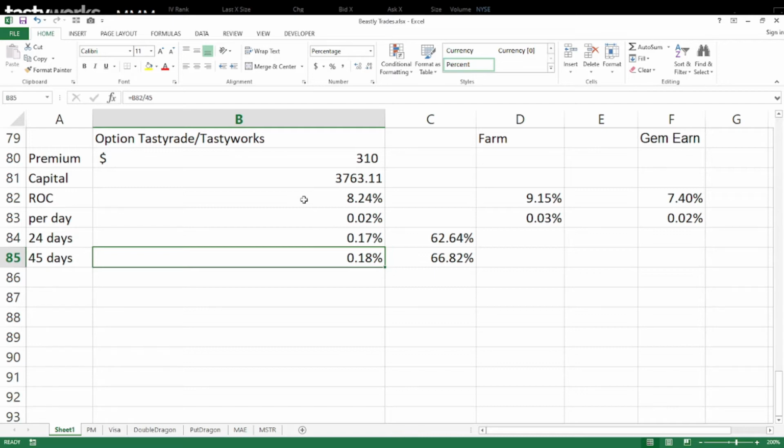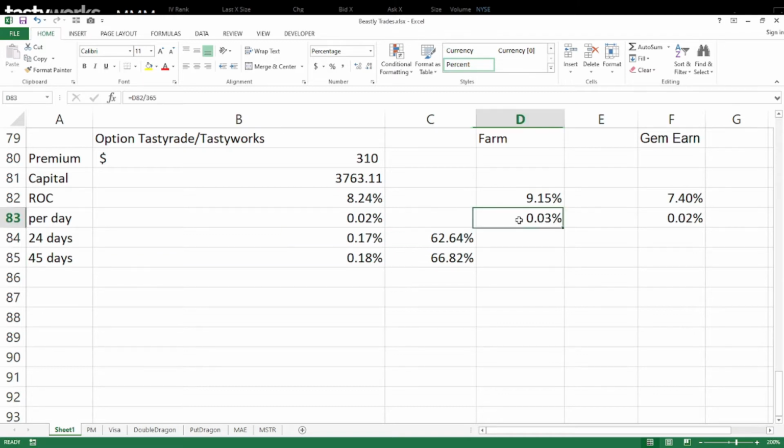So that gives me, for every 45 days, I'm collecting about 0.18% based on the amount of money that I put up, and I'm trying to compare fairly the per day rates that I would get versus if I just left it in, say, Gemini I earn, or if I take a little bit more risk, I can bump it up to 0.03 if I decide to do some basic yield farming.